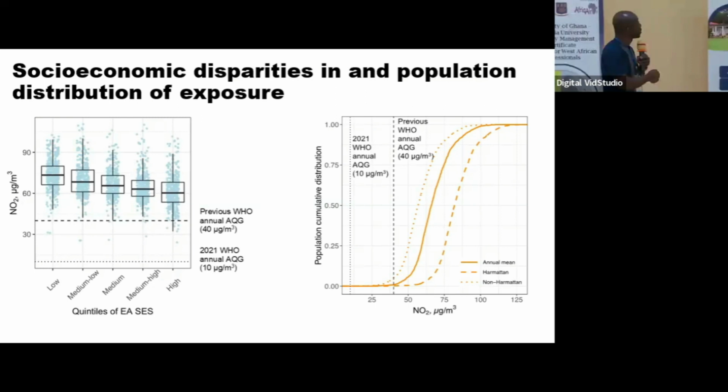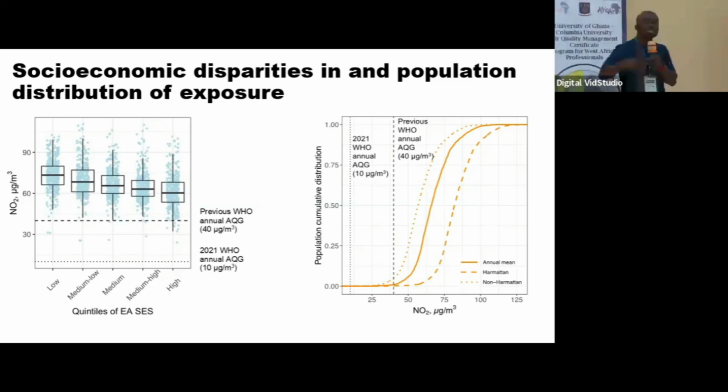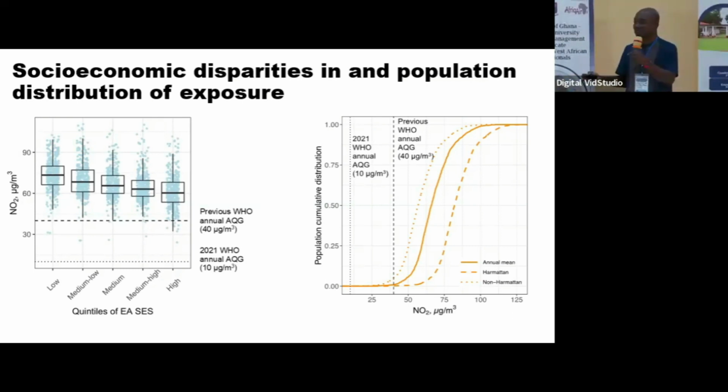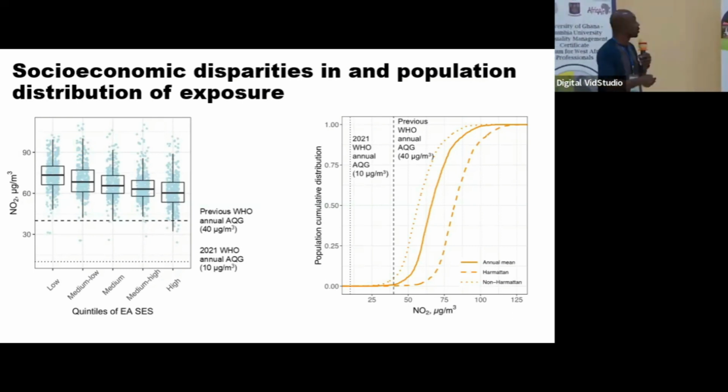And within Accra, if you look at the distribution of the population exposure, every one of them is above the WHO guidelines, which is what we actually saw from our own measurement as well. So we begin to see stuff going on there.